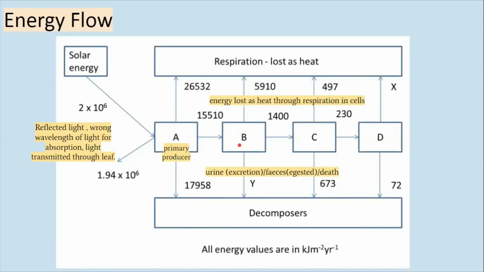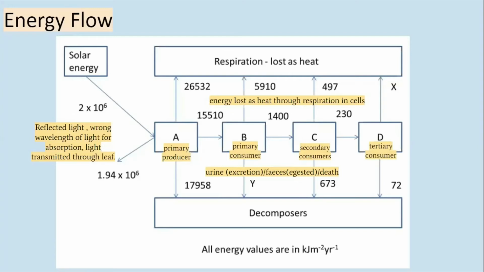Moving on to B, which is the primary consumer. B might be a herbivore or maybe an omnivore as well. C is the secondary consumer, which will consume the primary consumer, and it can be a carnivore or an omnivore as well. Lastly, D, the next trophic level, is a tertiary consumer. This is what we call a top carnivore that consumes other carnivores.